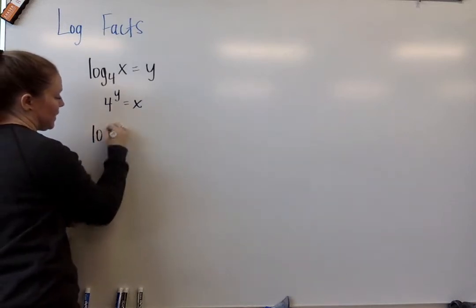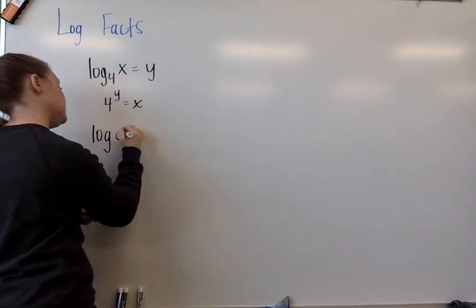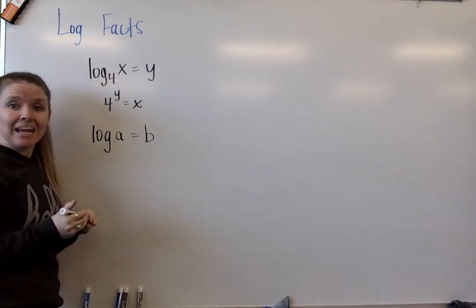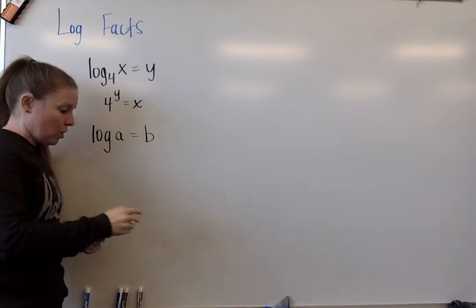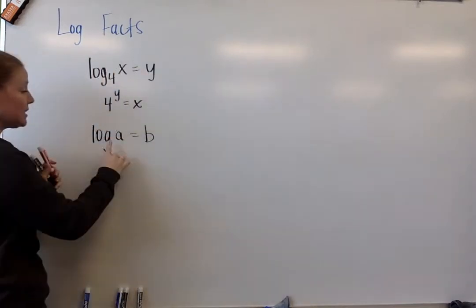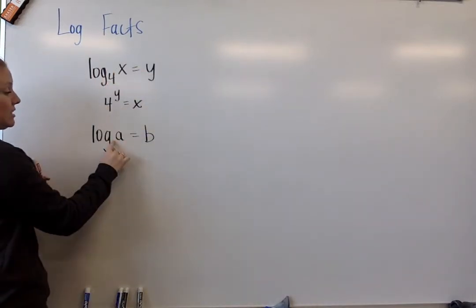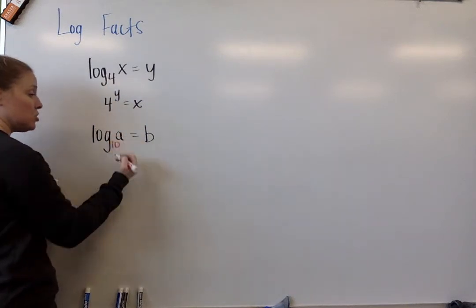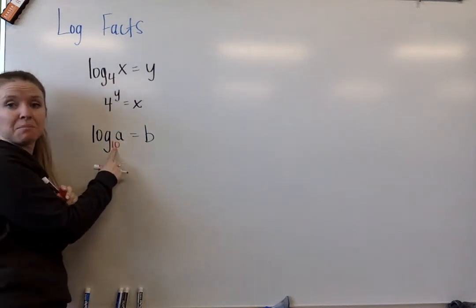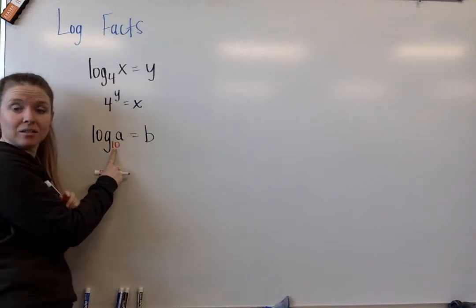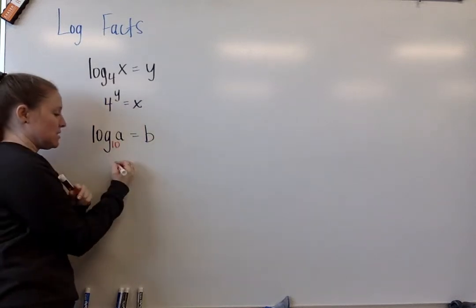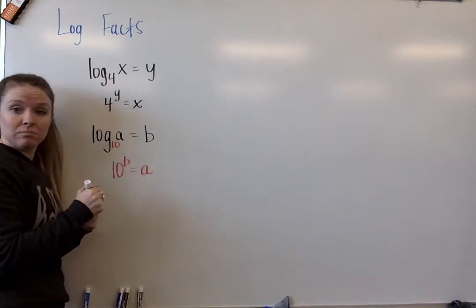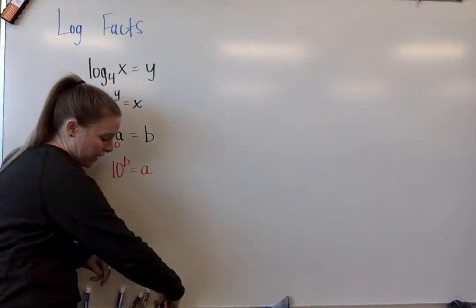Well, what happens if I ask you to write this log in exponential form? With this log, we're technically missing our base here. But with logs, if there's no base, that base is implied and that base is 10. So when I rewrite this, this is 10 to the b equals a. So that's my first log fact.